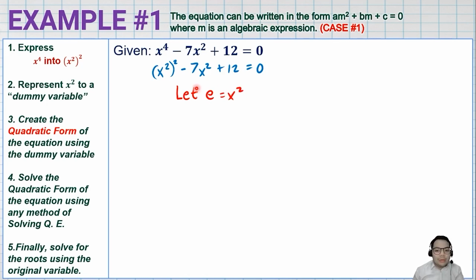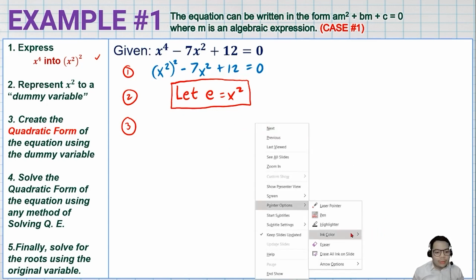We represent x squared because, as you can see, two terms of the equation have x squared. So, this is the second step: you represent x squared with a letter or variable. That's the second step, so we're done. Let's label this one as step number 1 and this one as step number 2. Then, step number 3 says that you have to create a quadratic form of the equation using the dummy variable. So, what we will do is like this. Look.